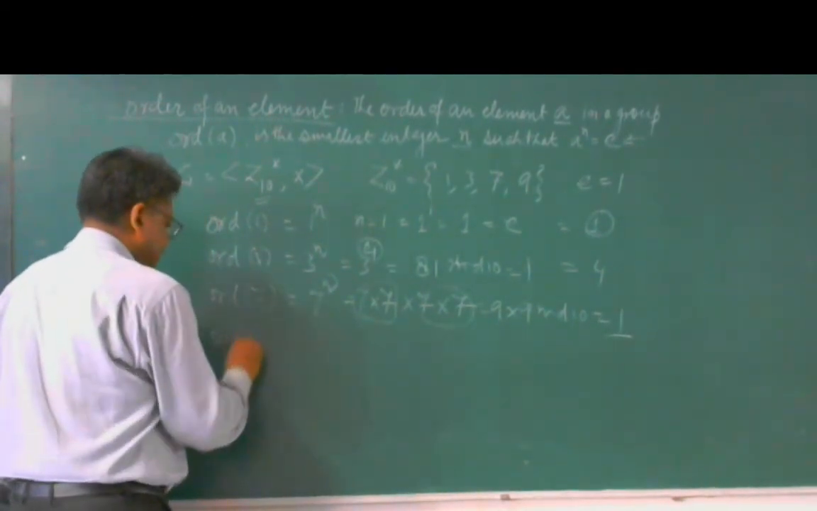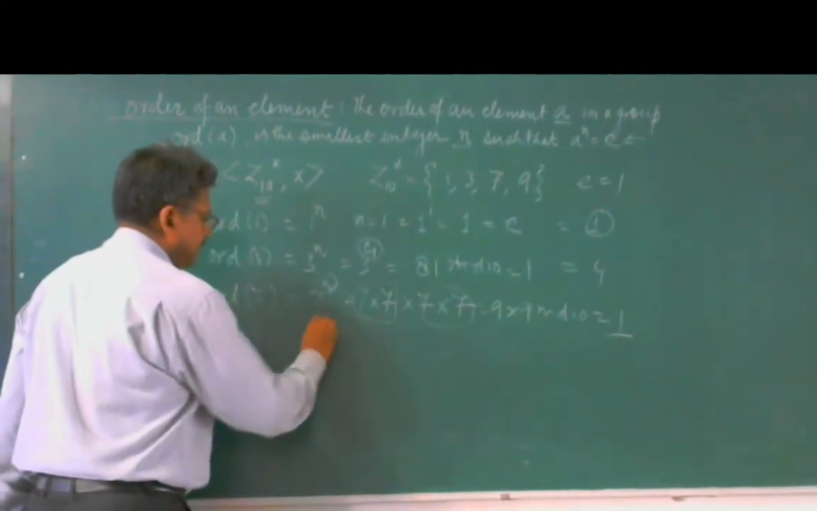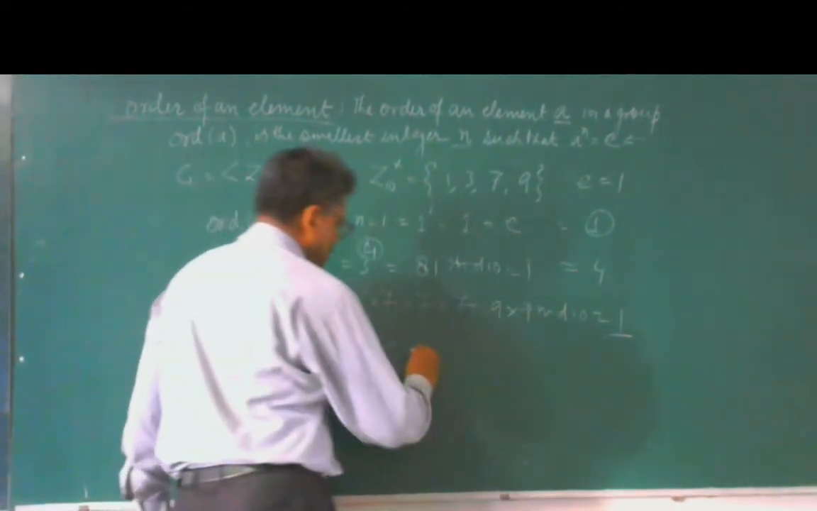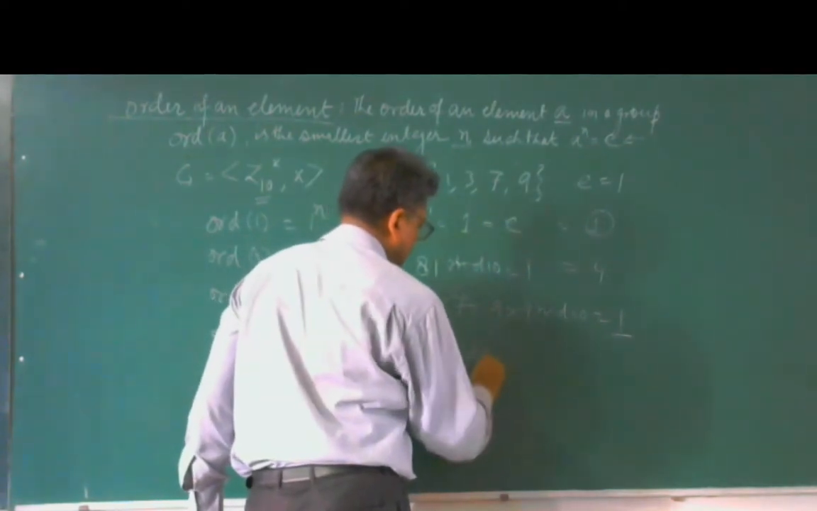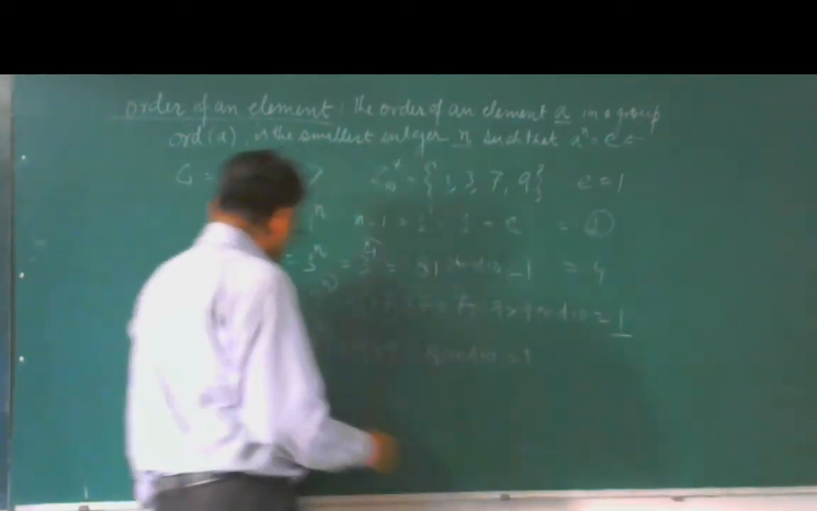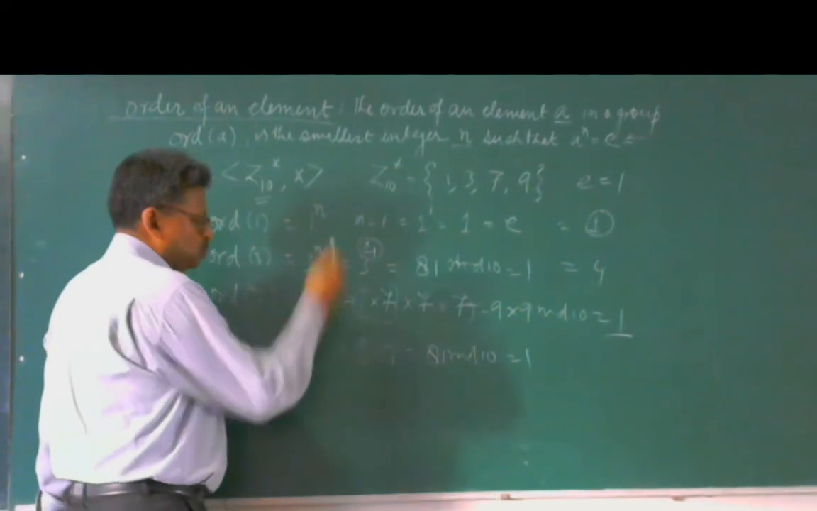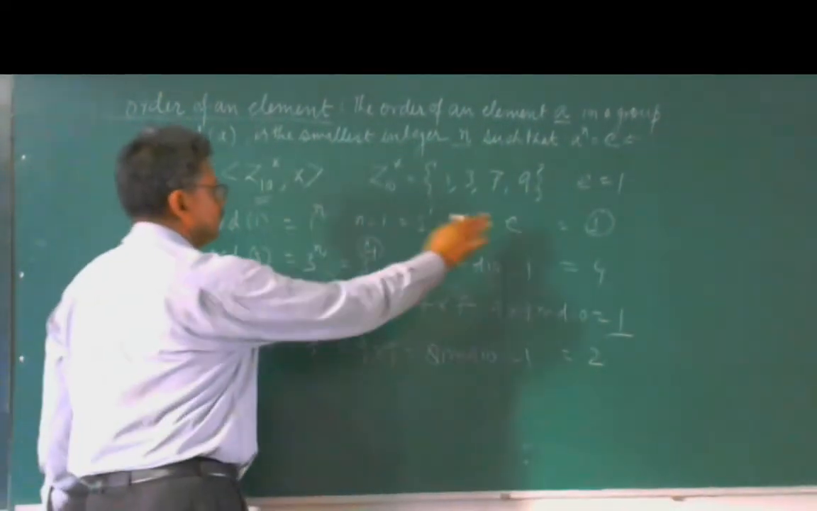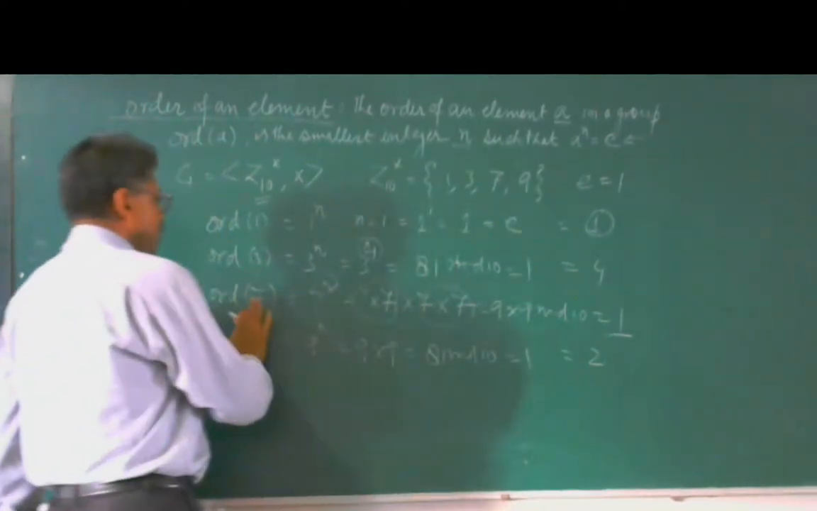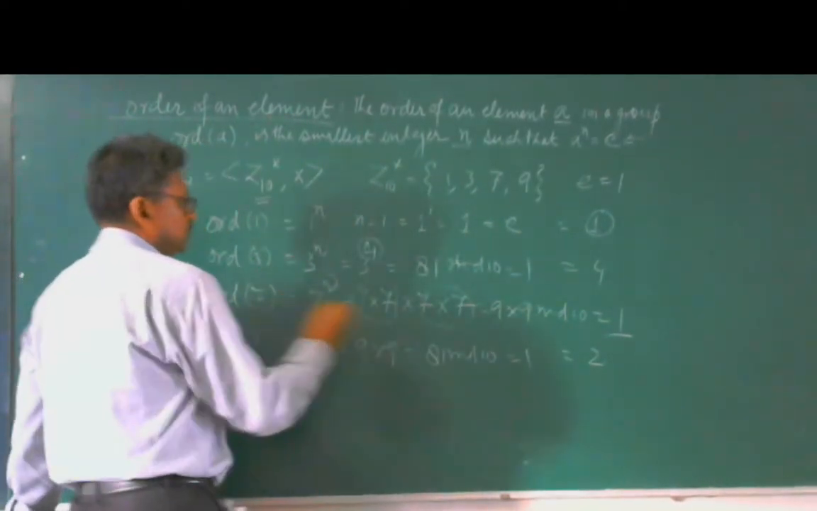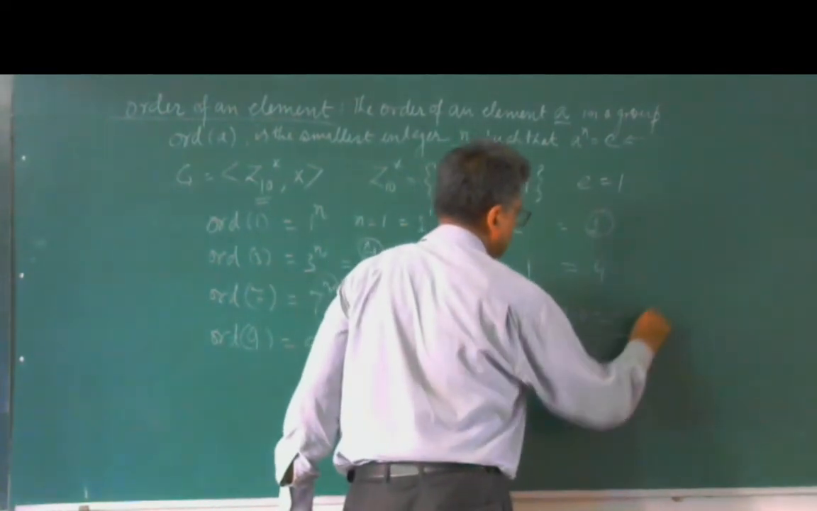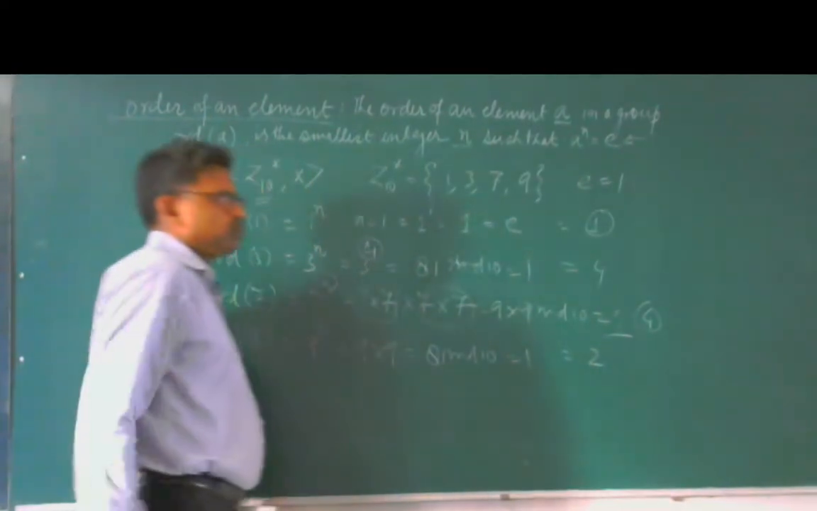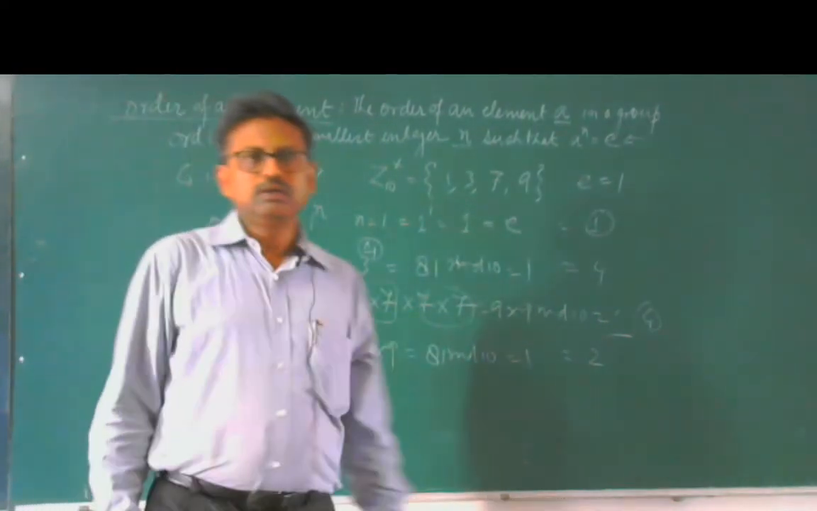Order of 9, 9 to the power n. If we multiply 9 two times, that is n is equal to 2, then it will be 81. 81 mod 10 is equal to 1. So order of 9 will be 2. So order of 1 is equal to 1, order of 3 is equal to 4, order of 7 is also 4, and order of 9 will be 2. So in this way, we get the order of an element.